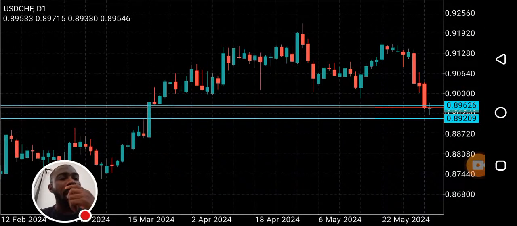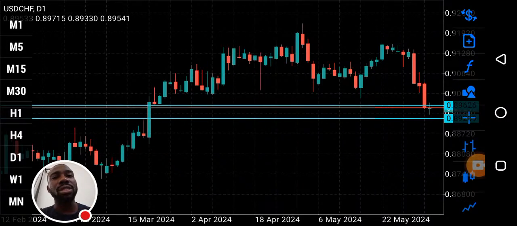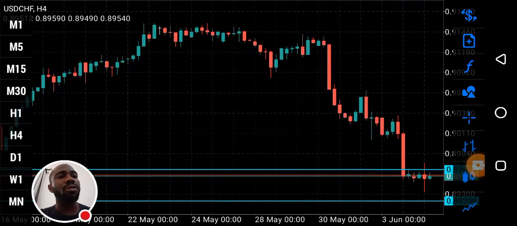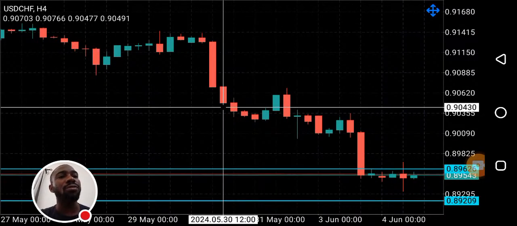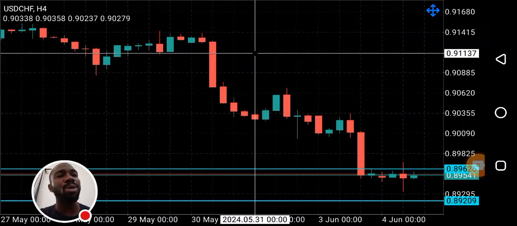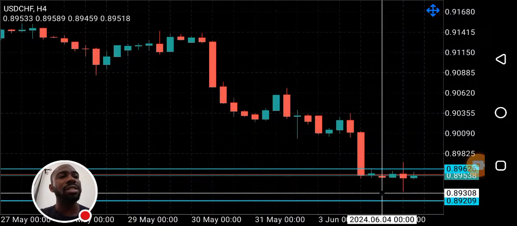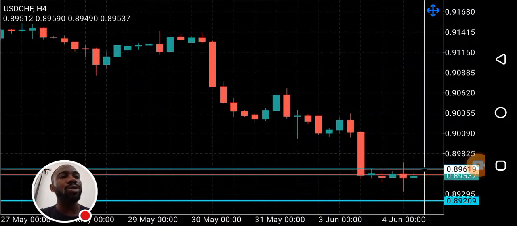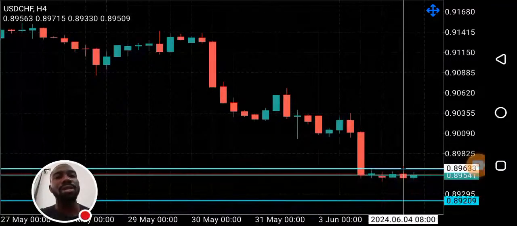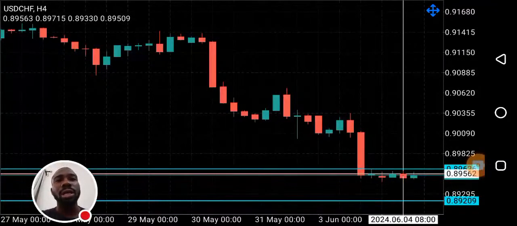So USD CHF is a buy. It's a buy on USD CHF. Let's see what we have on 4-hour. On 4-hour, we've had several bullish reversal patterns, indicating that the bears are becoming weaker. Can you see that? We have several reversal patterns here: spinning bottom, spinning bottom, spinning bottom, spinning bottom. We have 4 spinning bottoms formed on the 4-hour time frame.